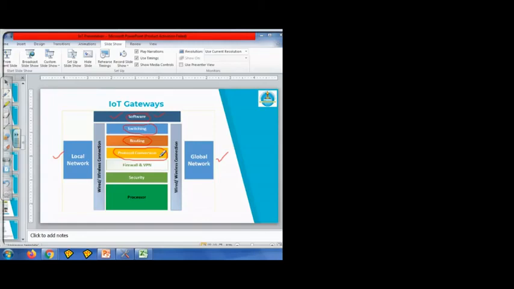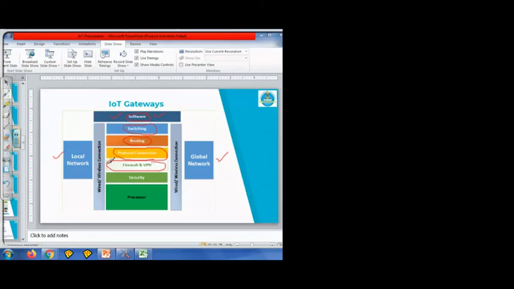But suppose one of the applications is communicating with a specific protocol and the receiver system is following a different protocol, so that conversion should be done by your IoT gateway. Otherwise, the communication will not be possible. Both the parties, both the nodes, should follow the same protocols. If that facility is not available, the communication will not be possible.